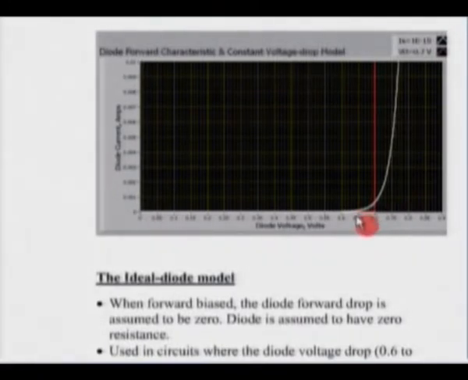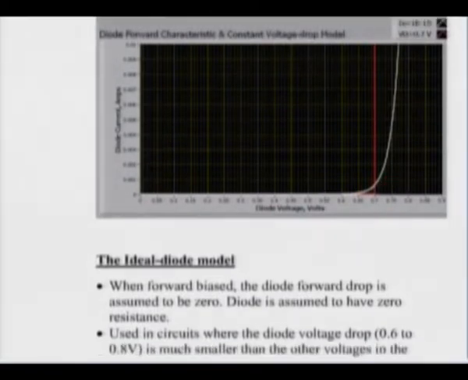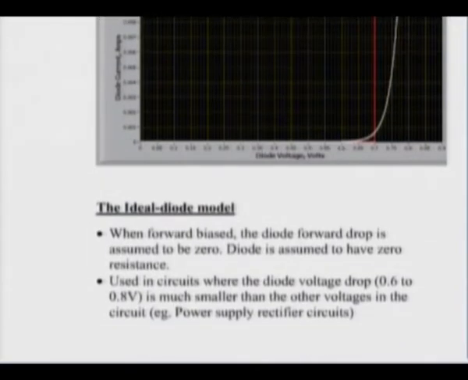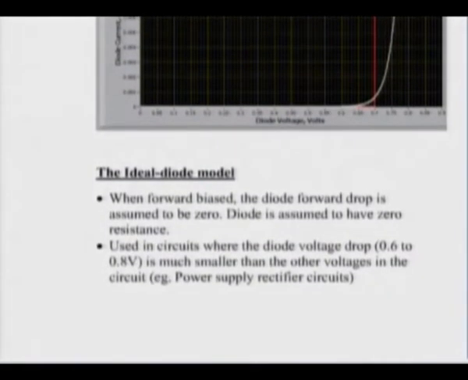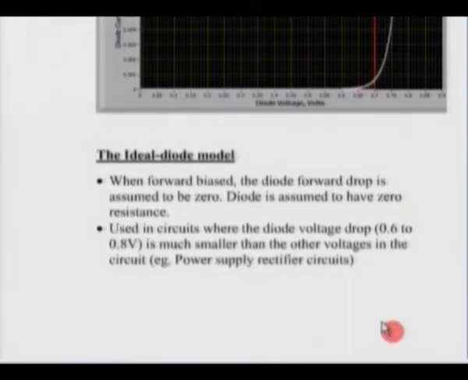If you compare the constant voltage drop model with the actual scenario, you would get something like this. Here you see that this is a very crude approximation, and still, in spite of that, it is used for the sake of convenience. You also have another model which is called the ideal diode model, where you would assume that when the diode is forward biased, the forward drop is 0, and the diode is also assumed to have 0 resistance.